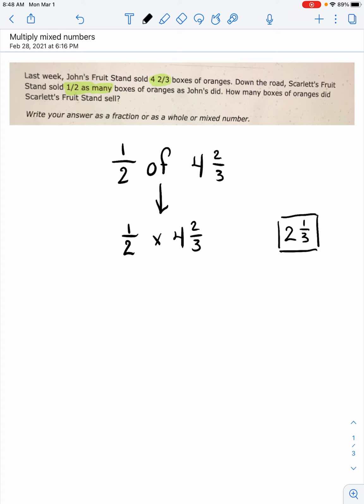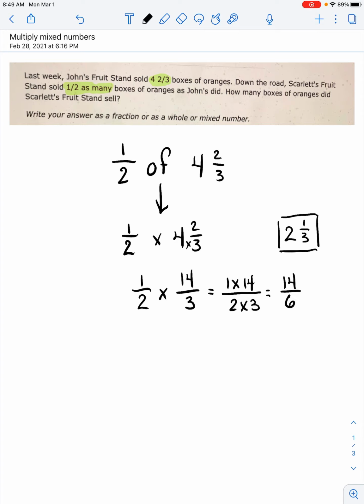We need to change 4 2/3 so that it looks like a fraction. How do we do that? We change it to an improper fraction, and that would be 4 times 3, which is 12, plus 2, which is 14. So that's going to be 14/3 times 1/2. And let's see what we get. Again, numerator times numerator, denominator times denominator. And so you're going to get 14 over 2 times 3 is 6.